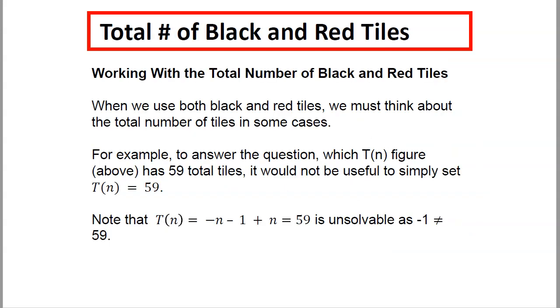Now let's talk about the total number of black and red tiles. When we use both black and red tiles, we must think about the total number of tiles in some cases. For example, to answer the question, which t of n figure, and that's the previous example, has 59 total tiles, it would not be useful to simply set t of n equal to 59. Notice that t of n, which is negative n minus 1 plus n, equal to 59, is unsolvable as negative 1 is not equal to 59.